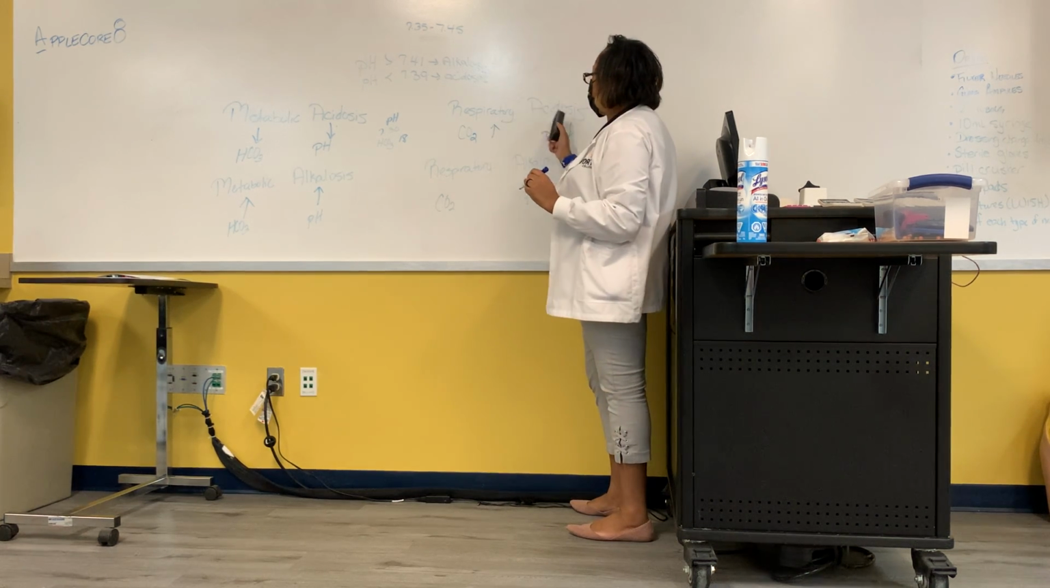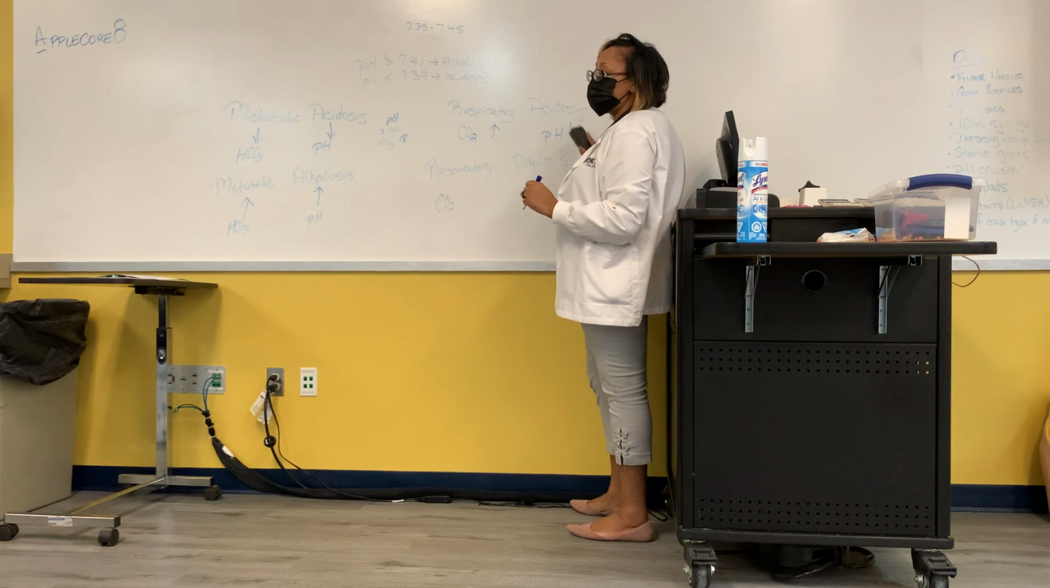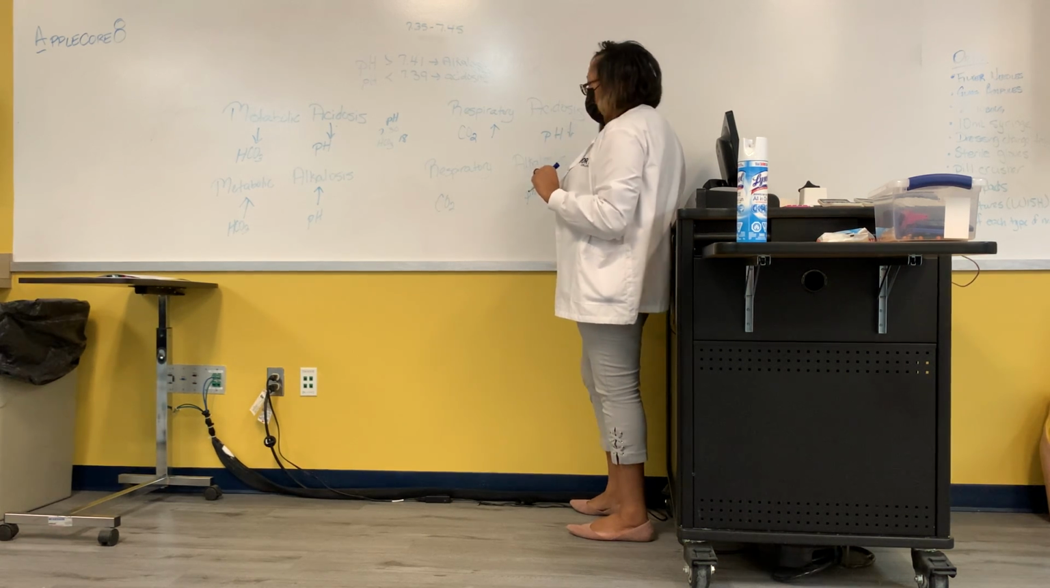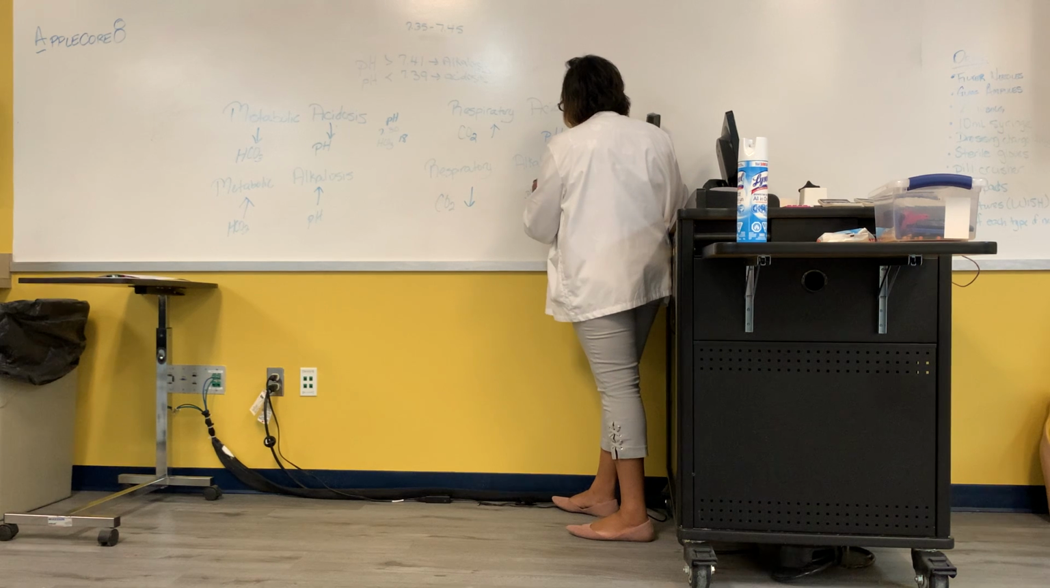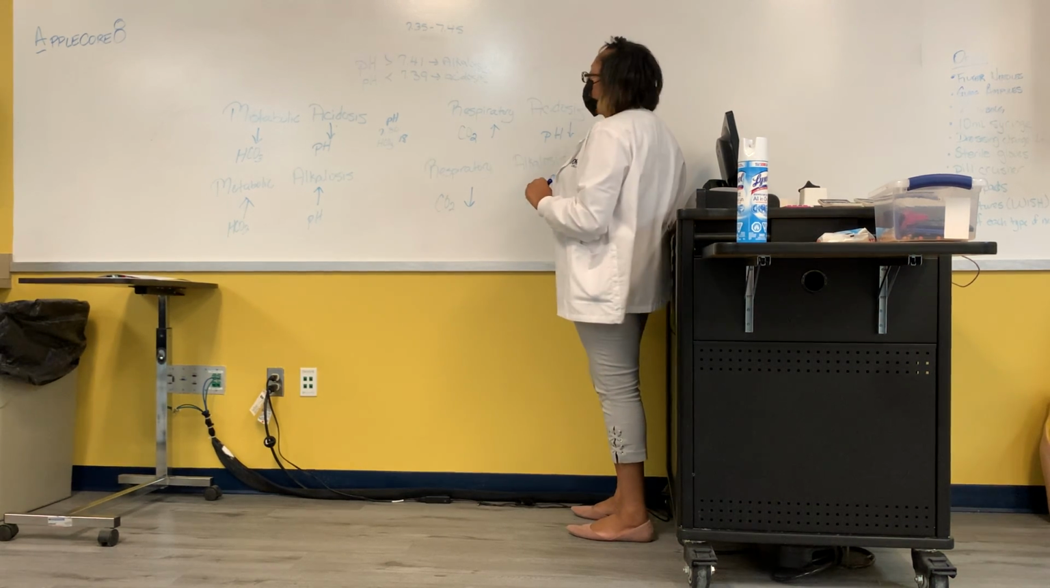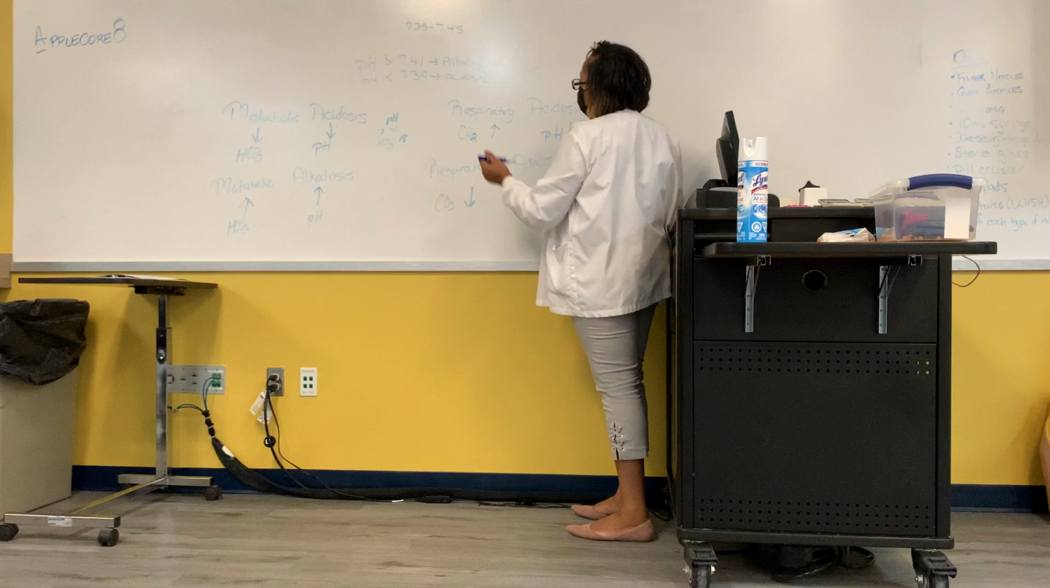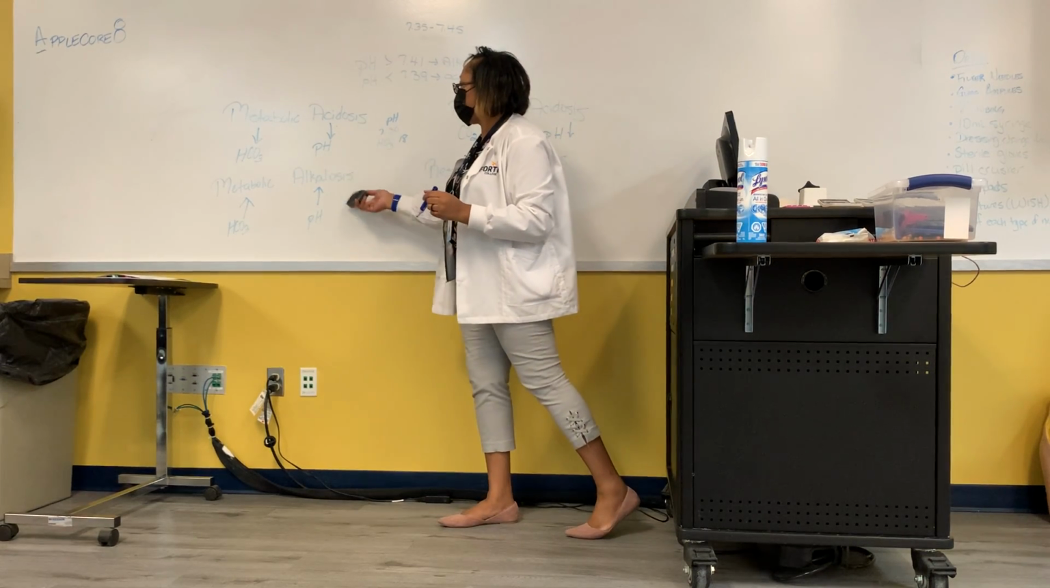So for respiratory acidosis, CO2 is going to be high, pH is going to be low, always. For respiratory, this one's going to be low, this one's going to be high, so their values go in the opposite direction. If it's metabolic, they're going to go in the same direction.